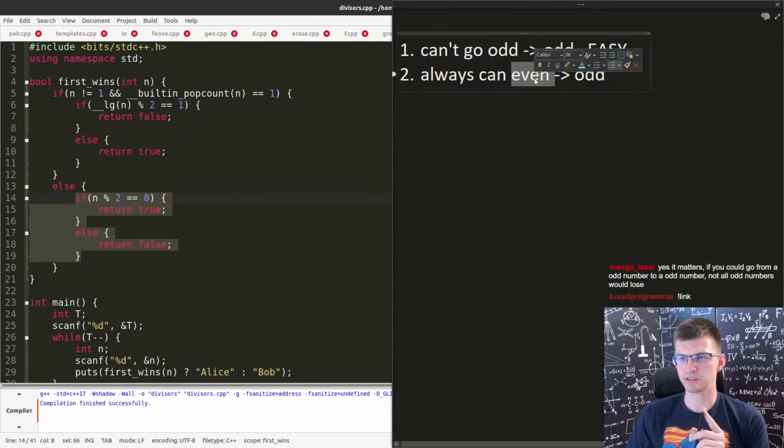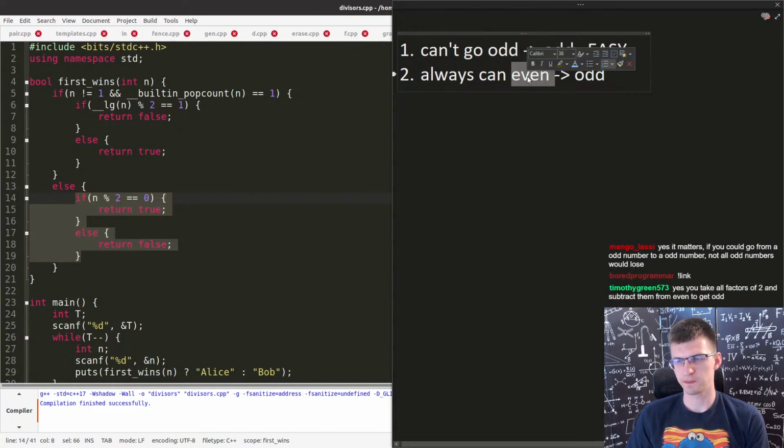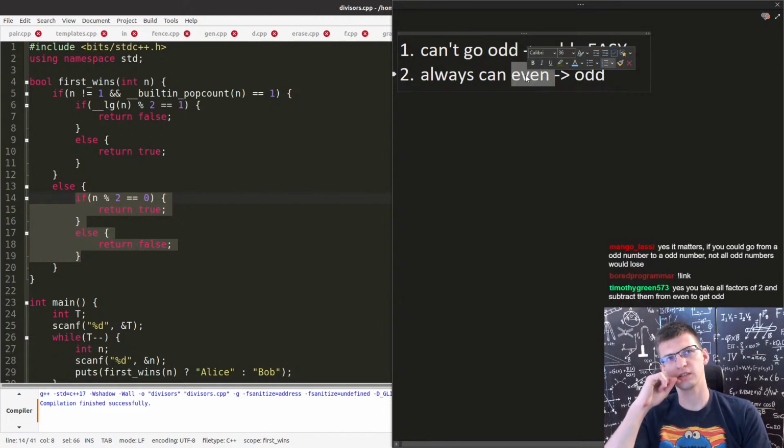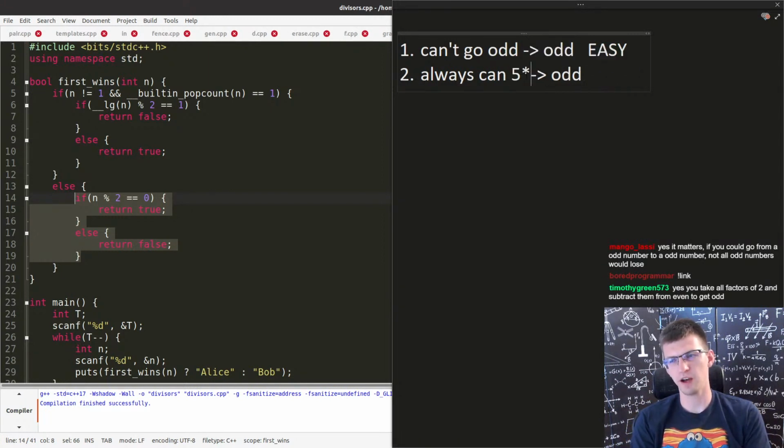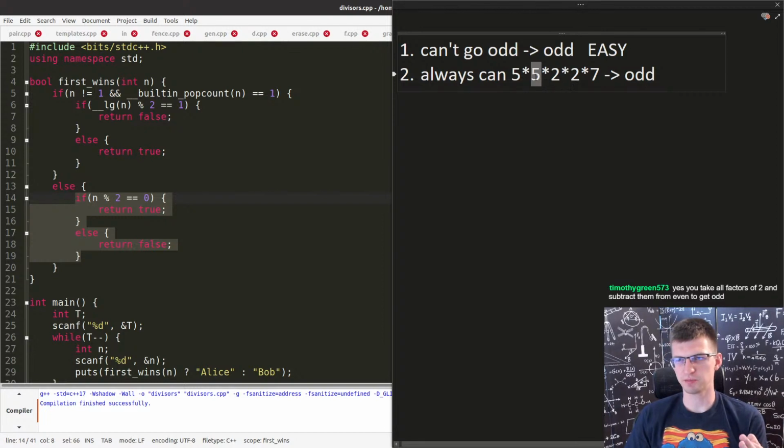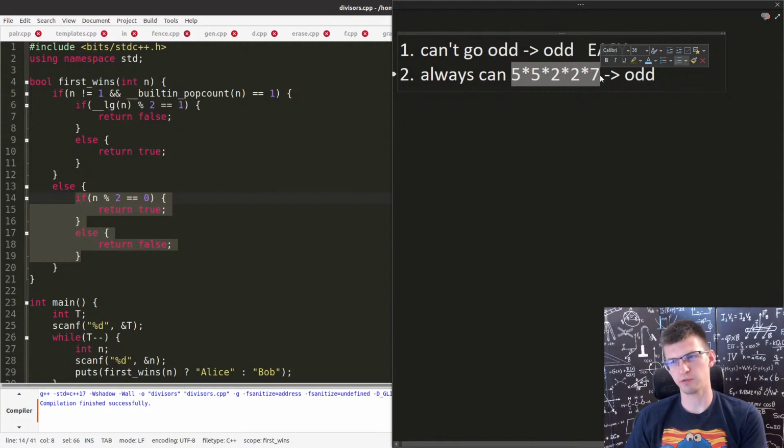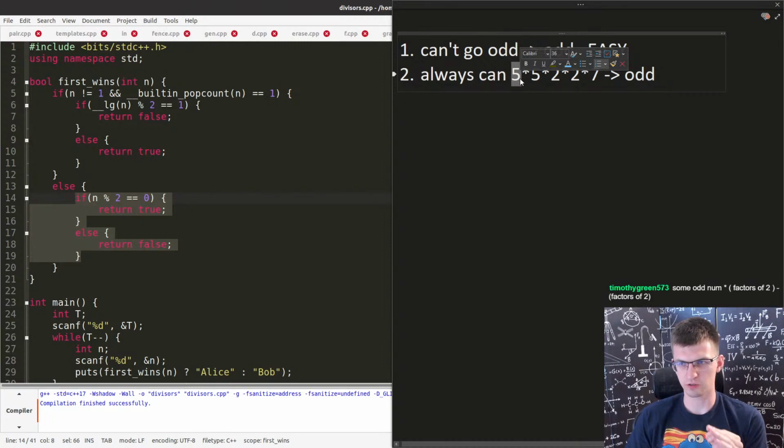It actually matters that this is not a power of 2. So from anything that has at least one non-2 prime, let's say 5 times 2 times 2 times 7, why from this can we get to some odd? That's because we can subtract 5. From an even number we can subtract 5 and we will get odd. So as long as there is at least one odd prime here, we can subtract it. We just want at least one odd divisor.